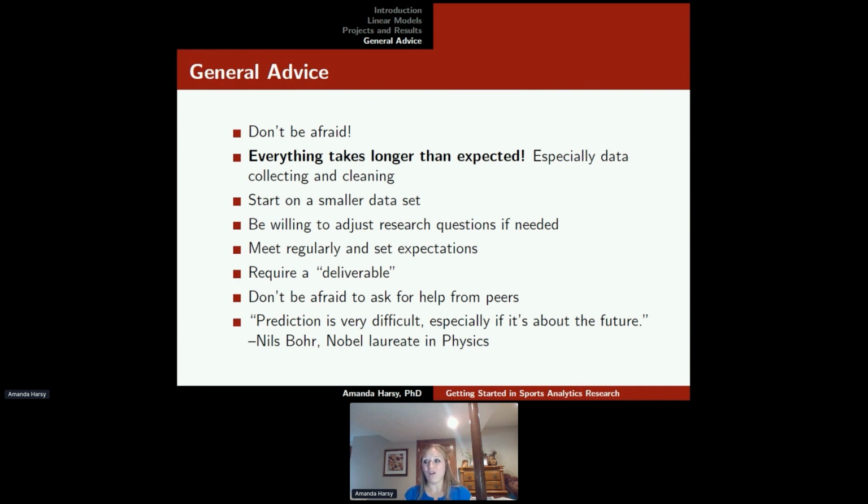Another thing, which is true for all research, is that everything takes longer than expected, especially data collecting and cleaning. I always recommend starting on a smaller set and then expanding off of that. You might need to make a slight adjustment to your research questions as you go. It's important to meet regularly with your students and set expectations. I always require a deliverable, like a report, project, or poster. And don't be afraid to ask for help from peers, as Laura mentioned. Finally, this area is very difficult, because prediction is very difficult, especially if it's about the future.